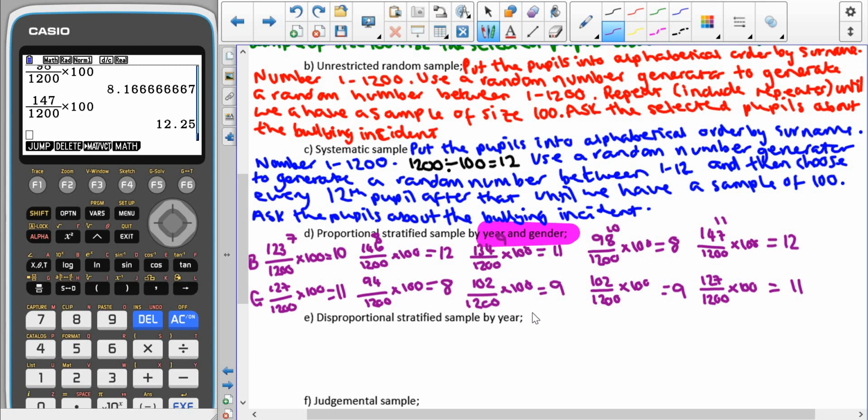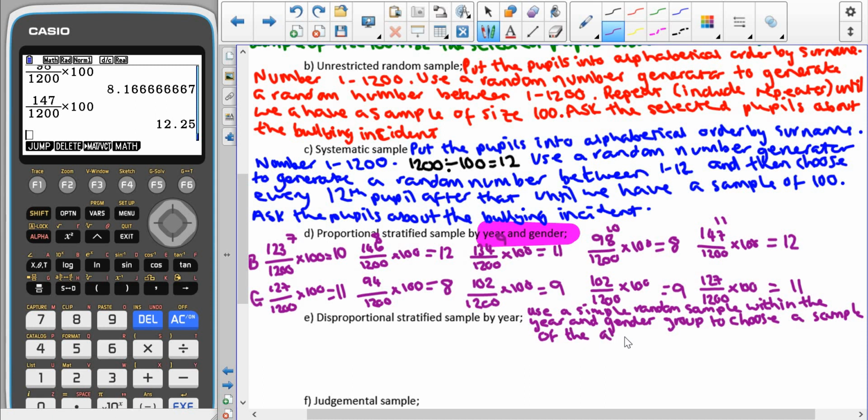Okay, so we would use a simple random sample within the year and gender groups to choose a sample of the above sizes and ask them about the bullying incident.